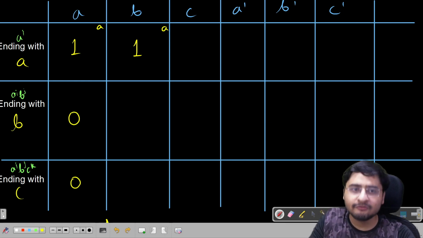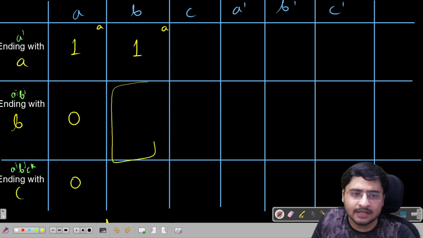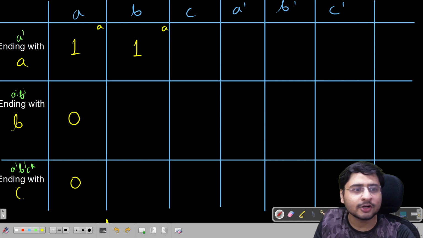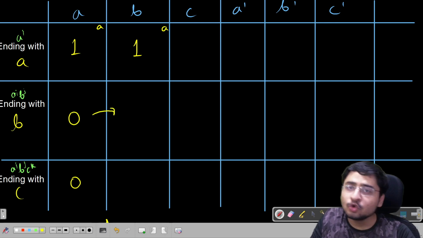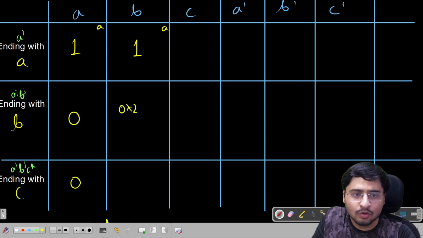Just keep in mind, if we are on a B, A is going to get copied as it is. B is going to look like what? B is going to look simply straightforward: previous B's times 2, so 0 into 2, plus previous A's 1. This turns out to be 1.